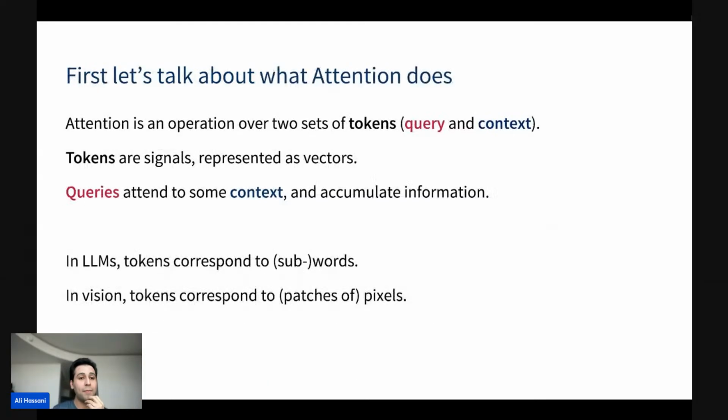So it's really important: if you want big returns, it makes sense to go after the bigger piece of the pie. So first, I'm going to talk about what attention does, which almost everybody here is probably already familiar with, but specifically how I define it and how I use the same definition to define what neighborhood attention is. We know attention is an operation over two sets of tokens, a query and a context set. Tokens, depending on your application, might correspond to different things. In language, they correspond to words or subwords. In vision, they can be pixels or patches of pixels. But anyway, queries attend to some context to accumulate information.